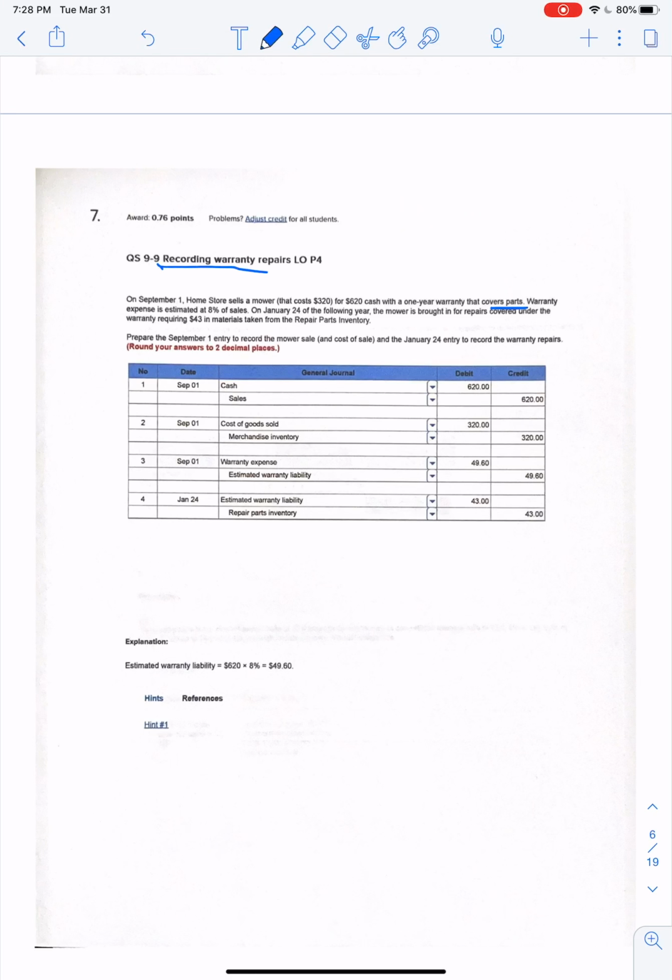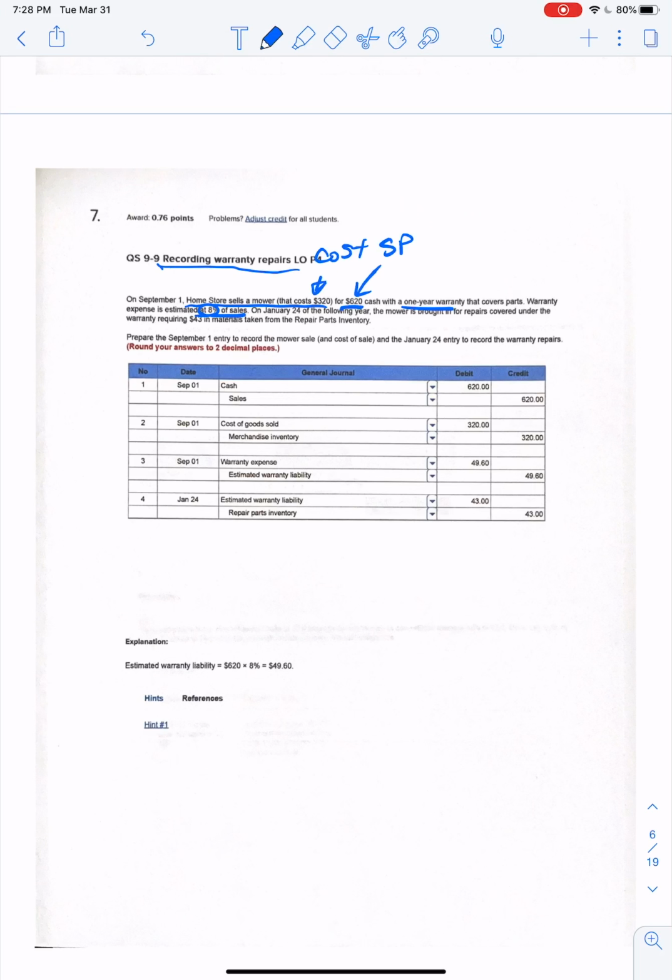So we're going to record warranty expense, and we're going to deal with these repairs that come about as a result of this warranty. So on September the 1st, Home Store sells a mower that costs $320. So there's my cost. For $620, here's my selling price. With a 1-year warranty that covers parts. Warranty expense is at 8% of sales.